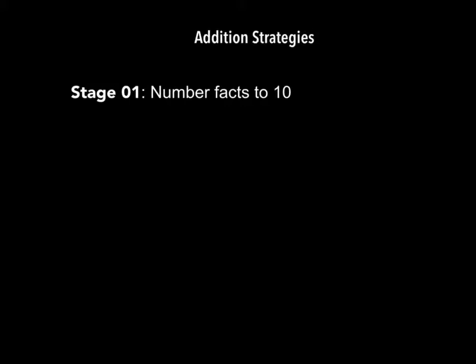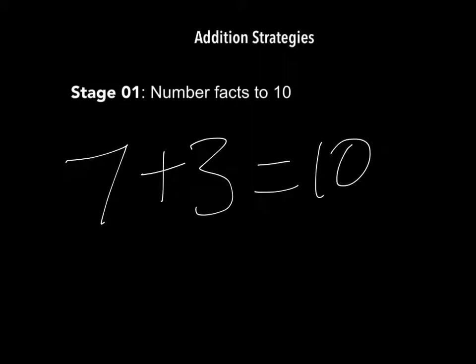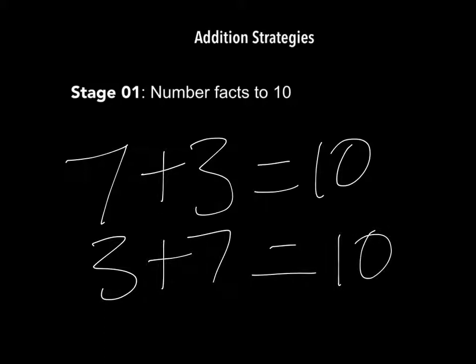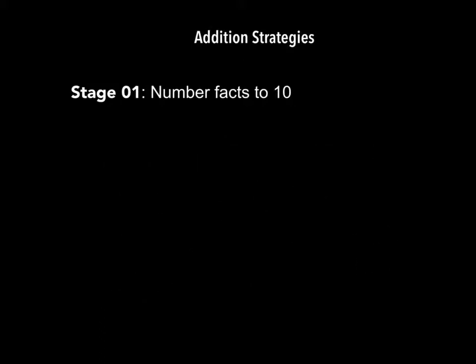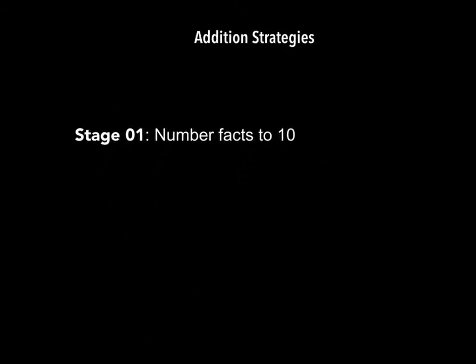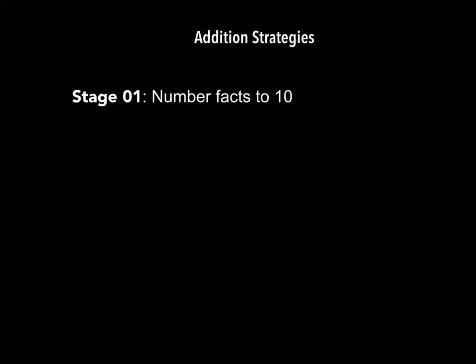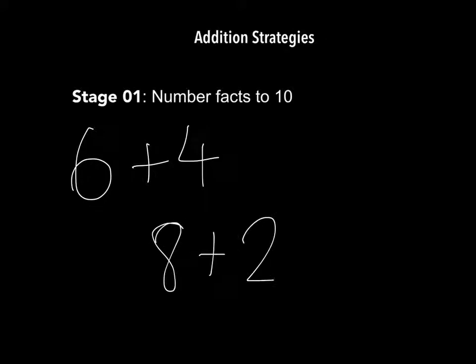So for example, 7 plus 3 equals 10. Therefore that means that 3 plus 7 equals 10. What we need to get really fluent with is understanding that these numbers always equal 10. So we know that 6 and 4 always equal 10. 8 and 2 always equal 10.